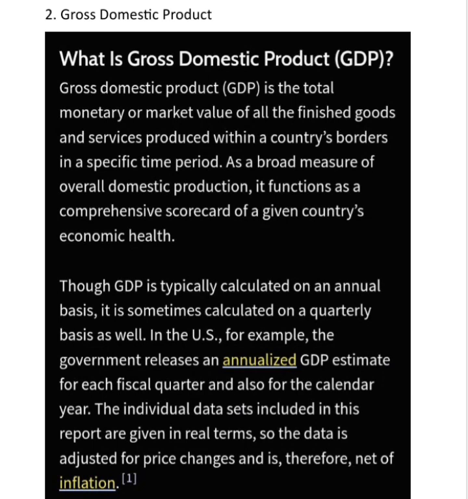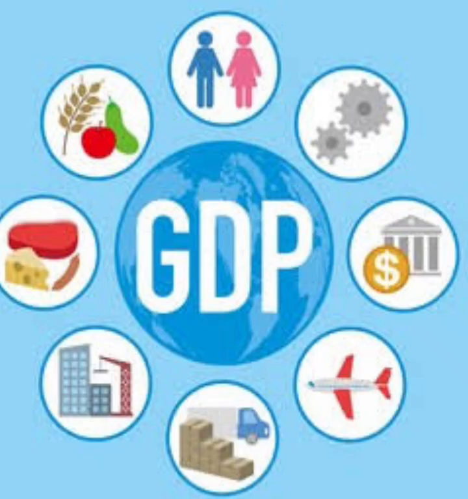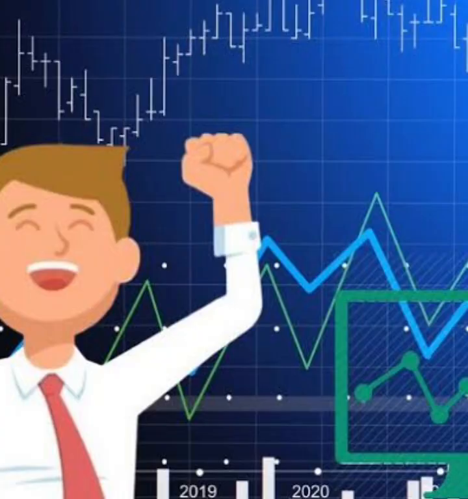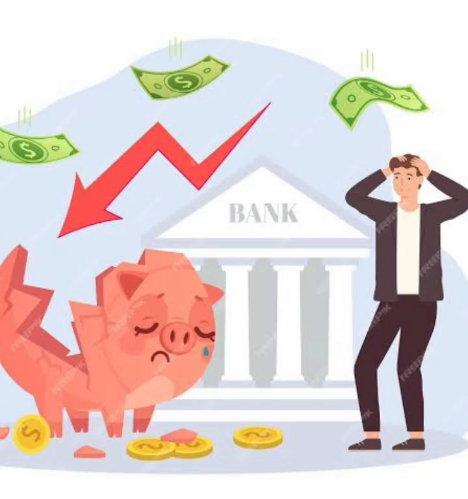In the US, for example, the government releases an annual GDP estimate for each fiscal quarter and also for the calendar year. The individual data sets included in these reports are given in real terms, so the data is adjusted for price changes and is therefore net of inflation. As GDP measures all the finished goods produced within the borders of a country, an increase in GDP is good for a country's currency and a decrease is bad for a country's currency.